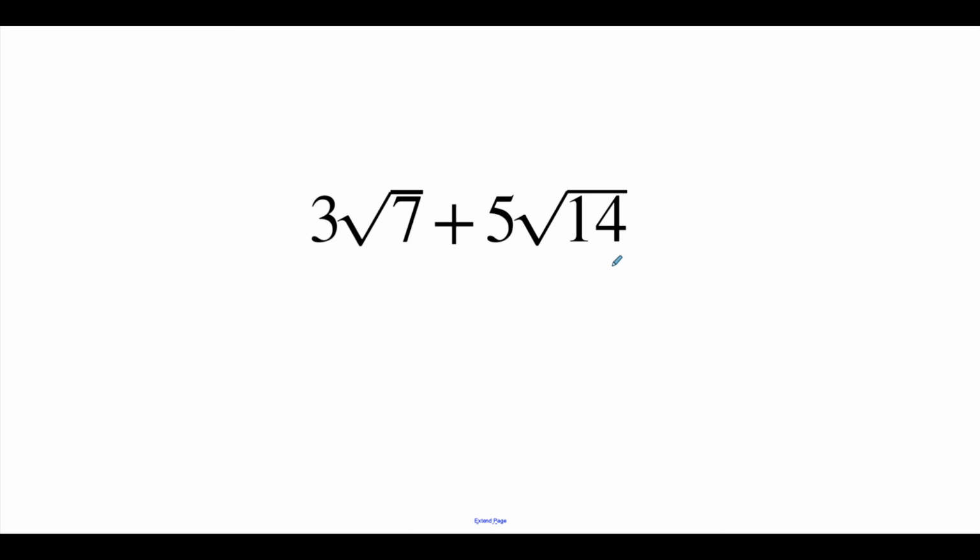So because we don't have like radicals or the same radicals, we're not able to actually add these together. So this one is not simplifiable at all. This is just our final answer. There's nothing else that we can do with it. Those can't be combined at all.